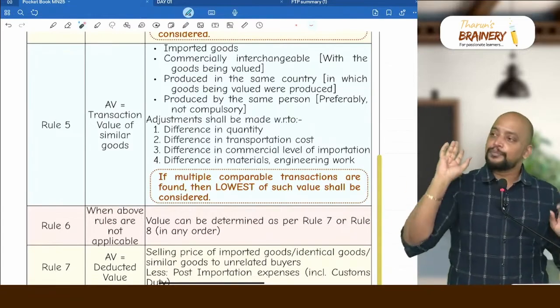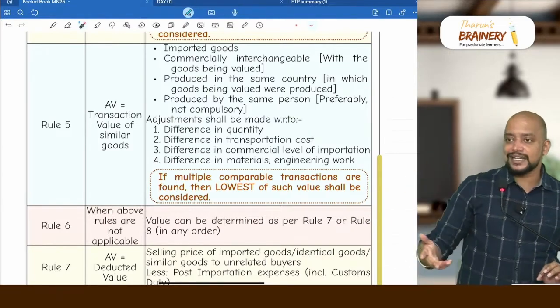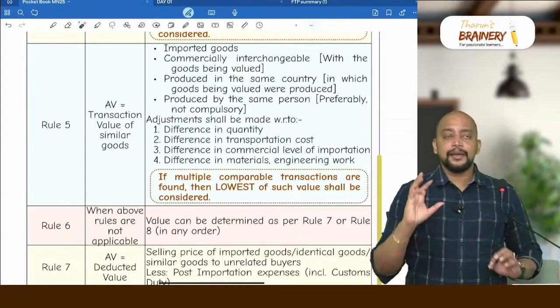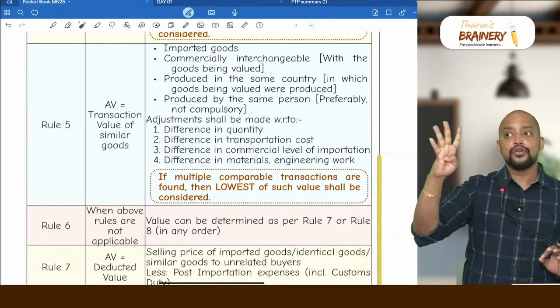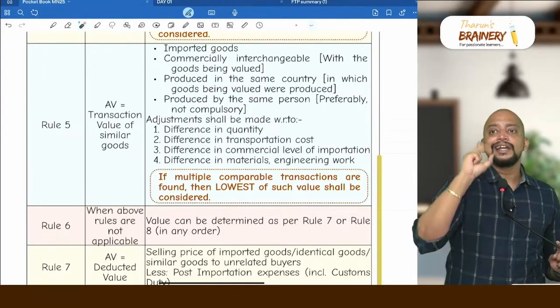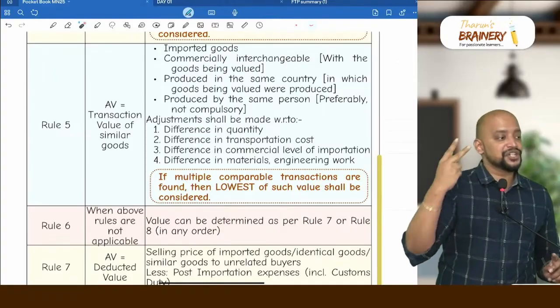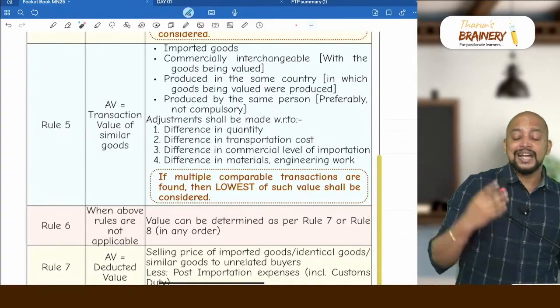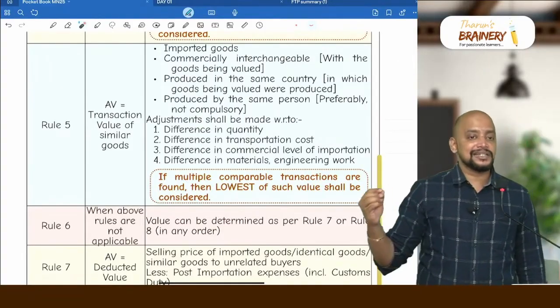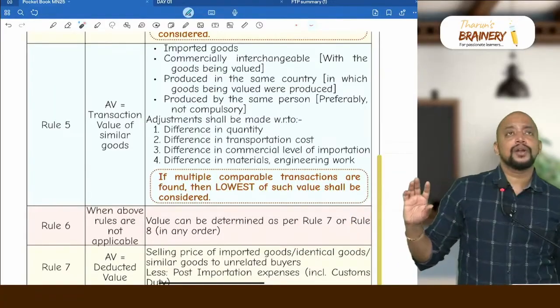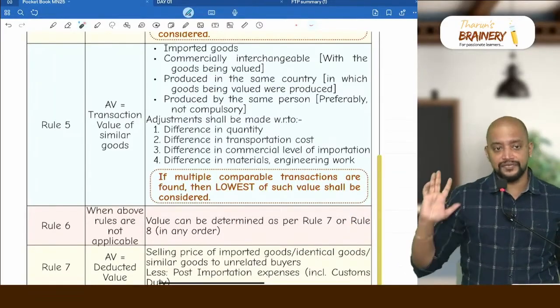Okay, so imported goods, commercially interchangeable, same country, same producer preferably, and 4 adjustments: difference in quantity, difference in commercial level, and difference in freight, and extra difference in material engineering work. Here also if we have more than one price, we need to take the lowest of that value.